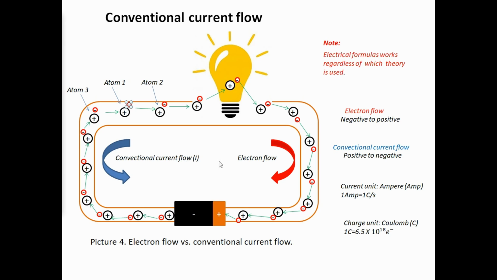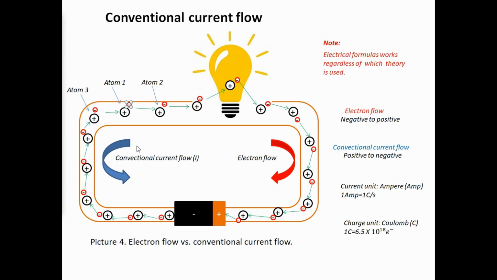In engineering, we don't usually talk about electron flow. Instead, we talk about conventional current flow. This convention pretends that positive charges are moving in the opposite direction of electron flow. That is, it moves from the positive terminal of the battery to the negative terminal.